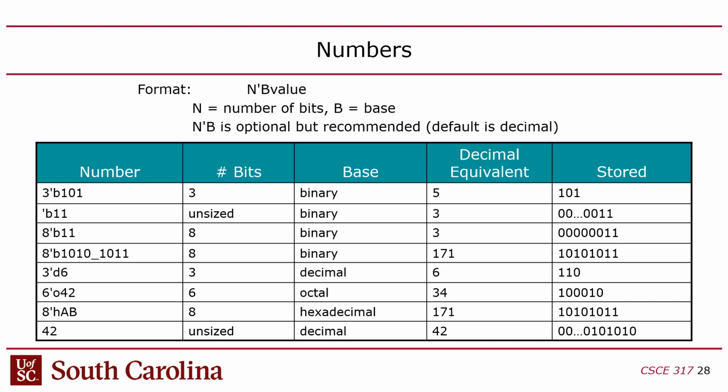Okay, and then we talked about numbers. Whenever you have a constant number in Verilog, you should explicitly give the number of bits, followed by an apostrophe, followed by a base, which can be D for decimal, O for octal, B for binary, H for hex, followed by the number, right? You can also put underscores in there to separate fields of bits out. The underscores are ignored, but they're just used for readability. So in this case, it's 8 bits, binary value 1010 1011, which turns out is actually the decimal value 171.